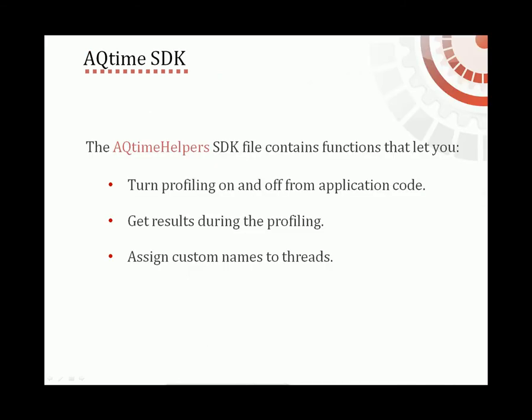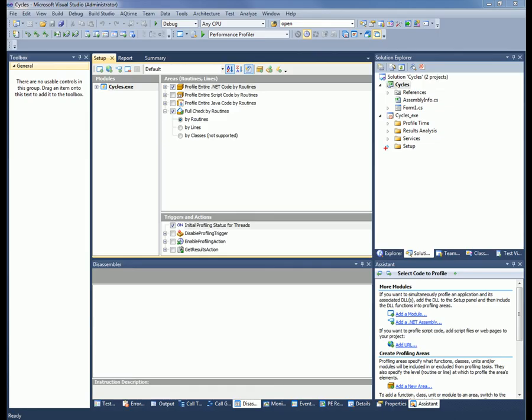The AQtime SDK also includes the AQtime helpers file. This file includes functions that let you turn profiling on and off, get results during profiling, assign custom names to threads in the profile application, and obtain the names of those threads directly from the application's code. Today, we'll demonstrate how you can include this file into your application and control the profiling process from your source code. In our demonstration today, we'll use the sample cycles application that's shipped with AQtime.